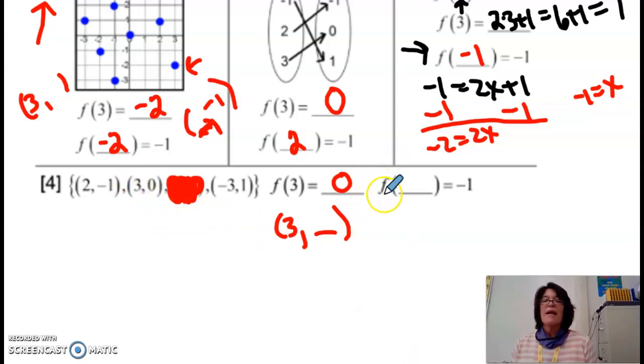And then it's asking me f of what is negative 1? Okay, well, when the y coordinate's negative 1, it looks like the x coordinate is 2. Alrighty? Sorry about that typo there. I think I meant that to be a negative 2. But anyway, now that we have this function, f of 3 is 0, and f of 2 is negative 1. Alrighty, we good, gang?